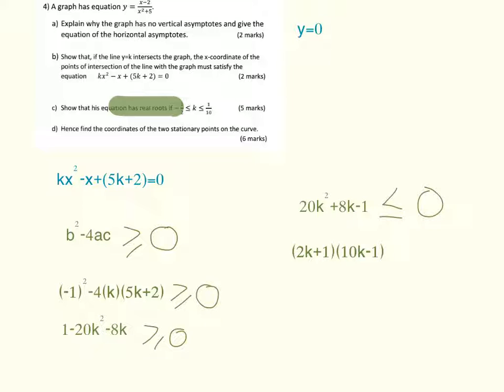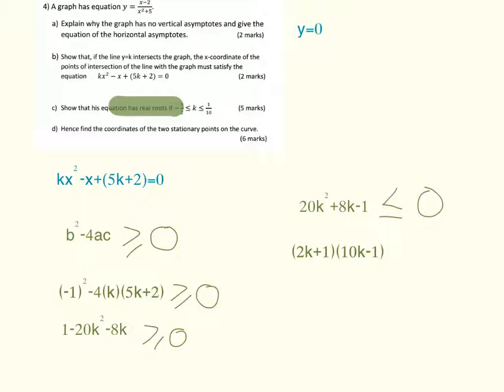Now the only way I'm going to get a -1 is a -1 and a +1, so I just have to work out which way round. Well, I'm going to want to times the 10k by the +1 to enable me to get the +8. Okay, so just checking, you've got 20k squared plus 10k minus 2k would give me the 8k, and then the -1.